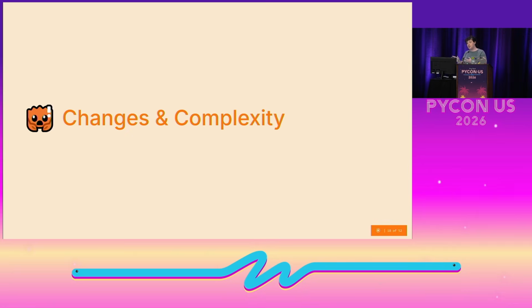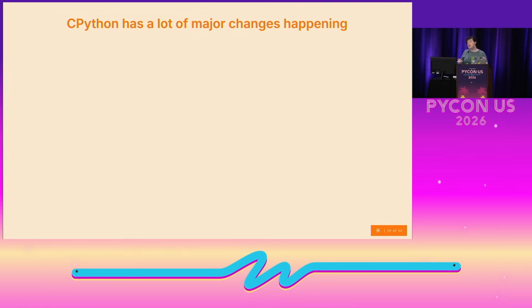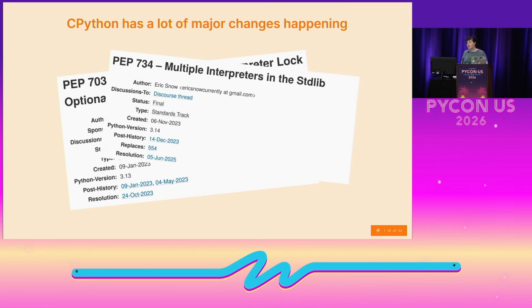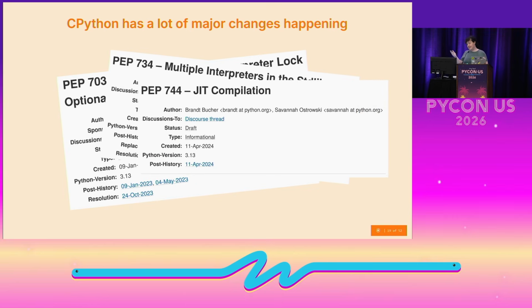I want to take a brief detour to talk about some of the changes happening in CPython today. There are a lot of major changes happening in CPython. There's free threading, or removing the global interpreter lock. There's sub-interpreters, or having multiple interpreters run in the same process. And there's also the JIT.